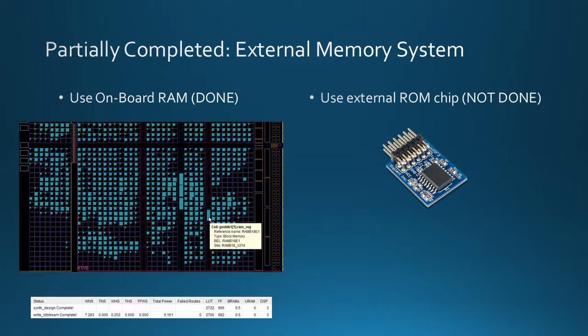And you can see the little tiny bit of it that I'm using on the FPGA, and also down below it shows it in the run statistics for the synthesis process and for the implementation. I had another goal where I wanted to use an external ROM chip to store my machine code program, but I never was able to have the time to finish that goal.